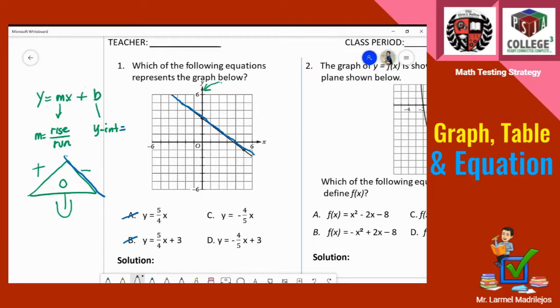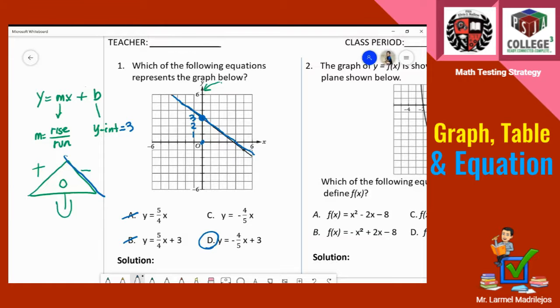The y-intercept here, I'm going to look at this number. So this is 1, 2, and 3. So my y-intercept is equal to 3. I'm going to verify the two equations I have here. This doesn't have any, and this has 3. So my answer is letter D. So again, answer is letter D.